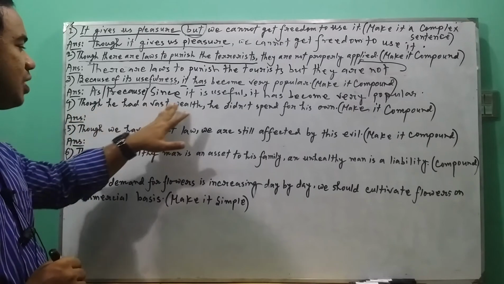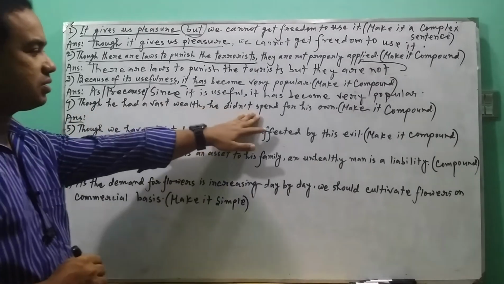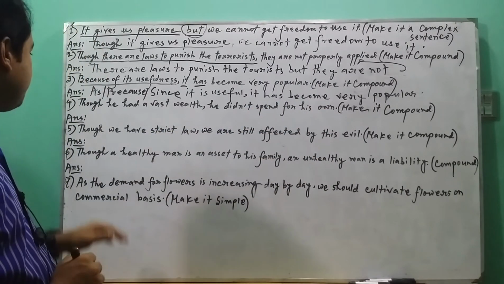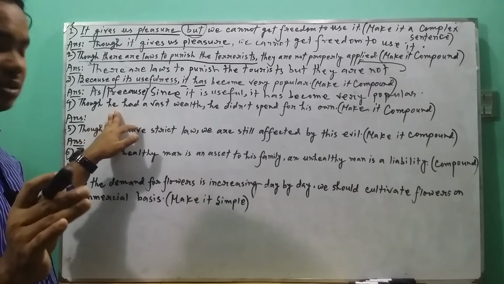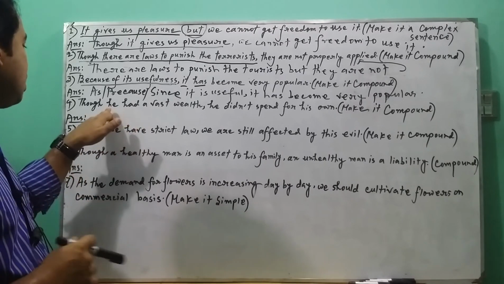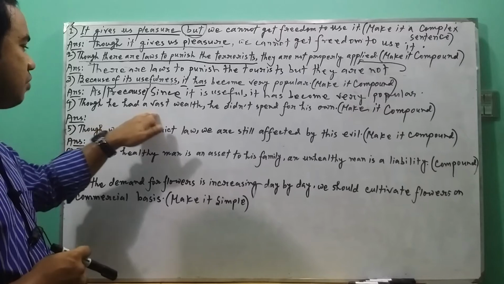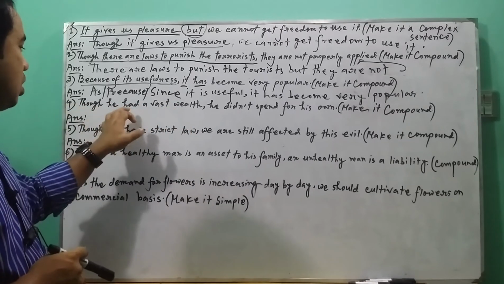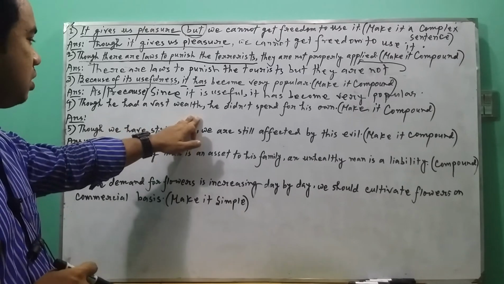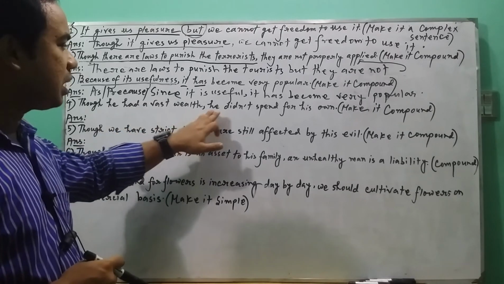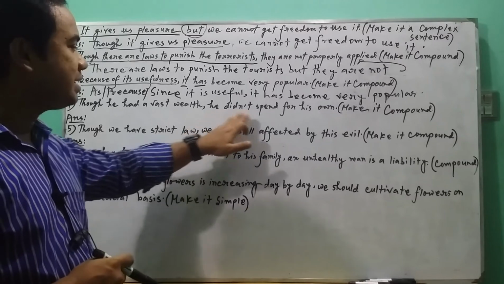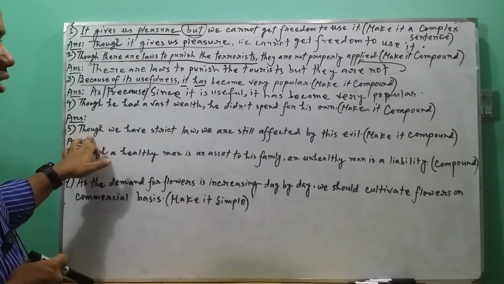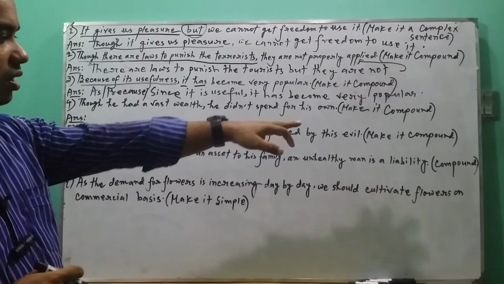Though he had a vast wealth, he didn't spend for his own. We have to make it a compound sentence. Okay, I'm not going to write it. I'm just saying he had a vast wealth. We are leaving this out. He had a vast wealth, but he didn't spend for his own. Okay, then we are changing this compound sentence.